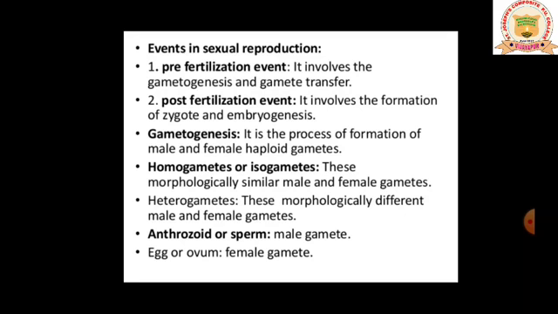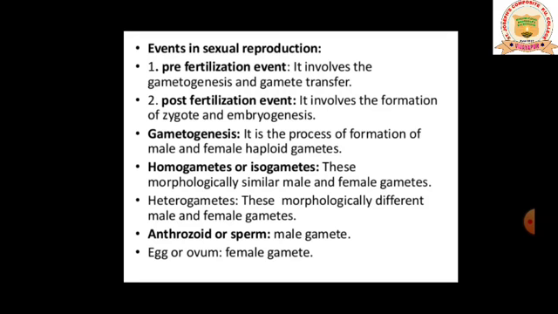It involves the formation of zygote and embryogenesis. So these events are very important, like gametogenesis and gamete transfer in pre-fertilization. It can be asked as a 2 marks question: what are the events in sexual reproduction? So what you are supposed to write? The events in sexual reproduction are pre-fertilization, which involves gametogenesis and gamete transfer. Second, the post-fertilization event, which involves the formation of zygote and embryogenesis.